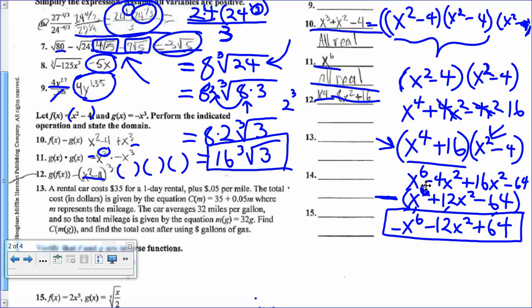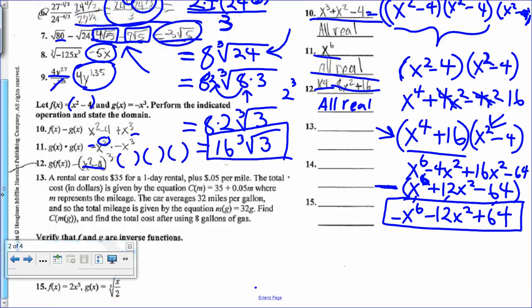As far as the domain, I don't see why it would be restricted, unless I'm missing something. I think it's going to be all real numbers on that. Yeah, I don't see any restrictions on that one. So that brings us to 13.